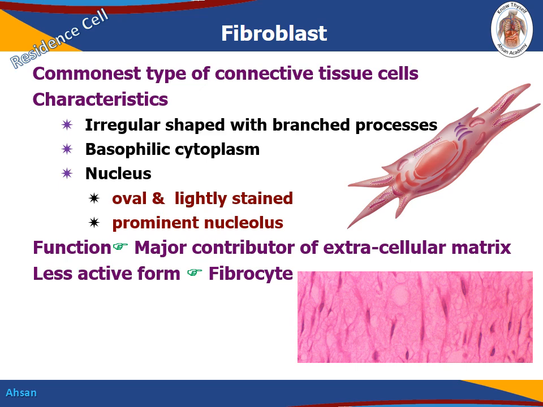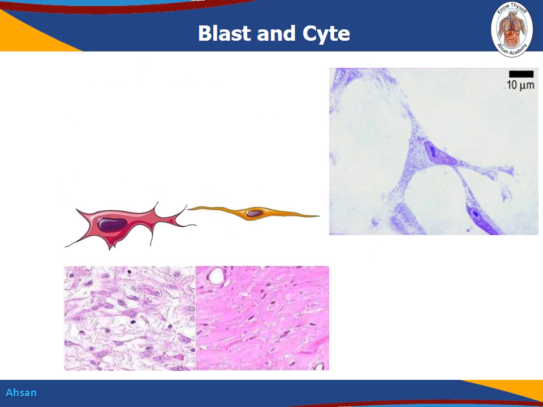When it becomes a fibrocyte, the function reduces, but it still performs the same function. Fibrocytes are a relatively inactive form of fibroblast. Let us discuss the features of the fibrocytes now. You can see the diagram on the left side. This cell is a fibroblast, and this has become a fibrocyte on the right side.